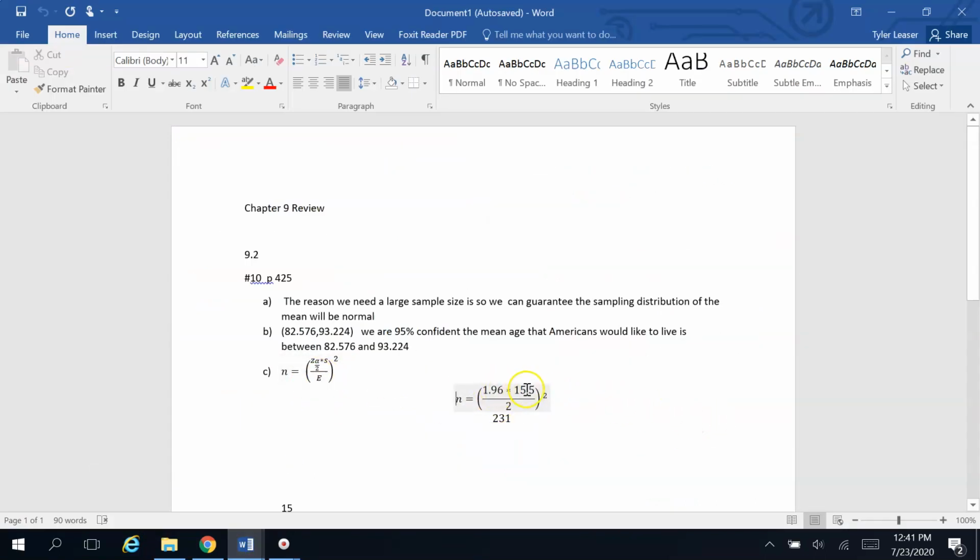So we get the 1.96 times the 15.5 divided by 2, get that, and then square it. Whatever answer you get in the calculator, regardless of the decimal, you always want to round that up to the next whole number, which is why we rounded up to 231.